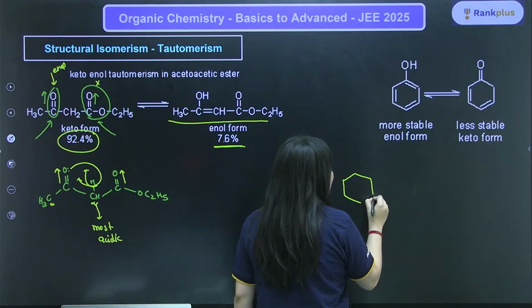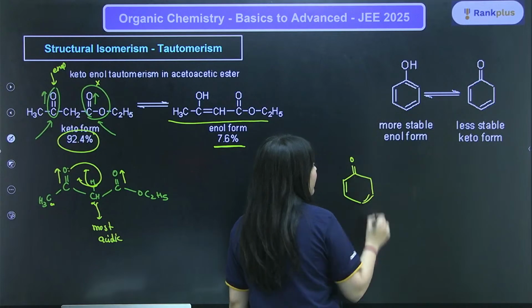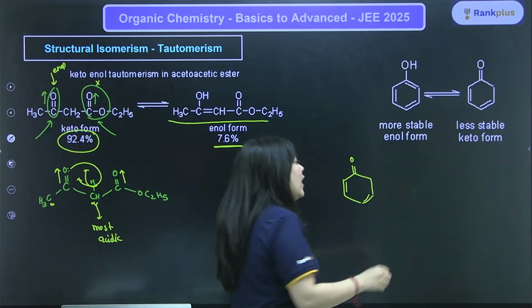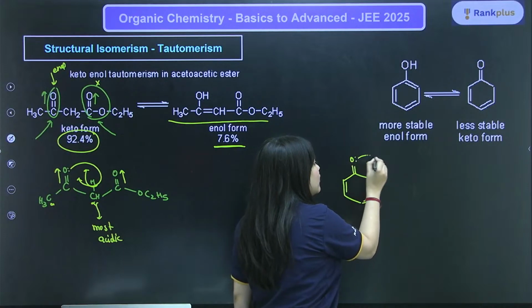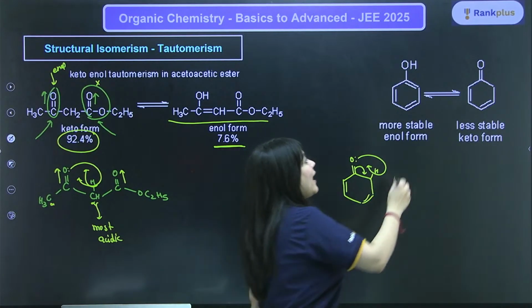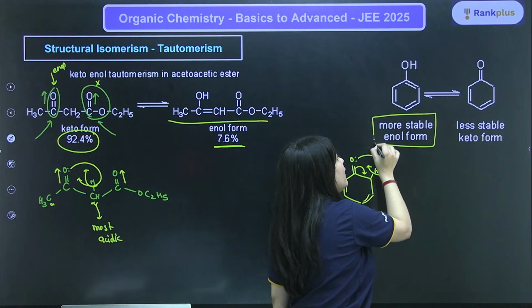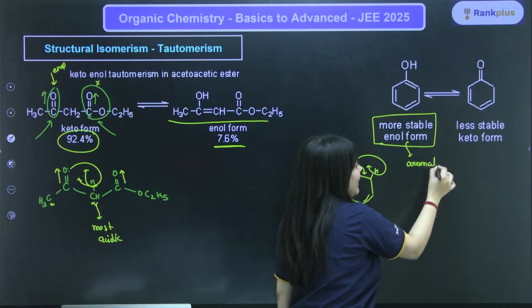I've taken this cyclohexadiene, and there is a ketone group over here, right? Now, what is happening? Can you see there is an alpha hydrogen over here? When this oxygen abstracts this alpha hydrogen and this bond moves here, it is forming a more stable enol form. Why? Because it is forming an aromatic ring, right?